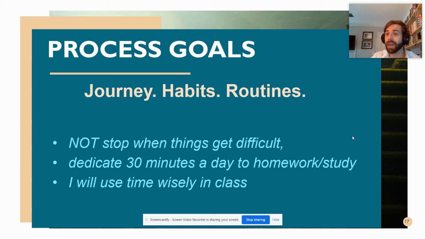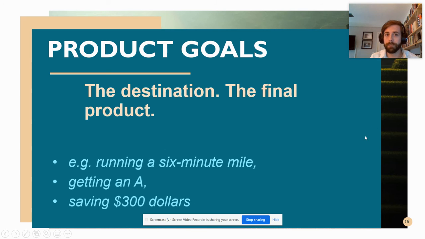Or maybe it's just a time goal. Like, I'm going to study or work on homework for at least 30 minutes after school every day. Or it could be as simple as something like, I'm just going to use my time wisely. I'm not going to let myself get distracted, and here are the things that I can do to not let myself get distracted. My goal is to not touch my phone until lunchtime. Might be something like that. It's a process goal that will keep you moving forward towards your product goals.